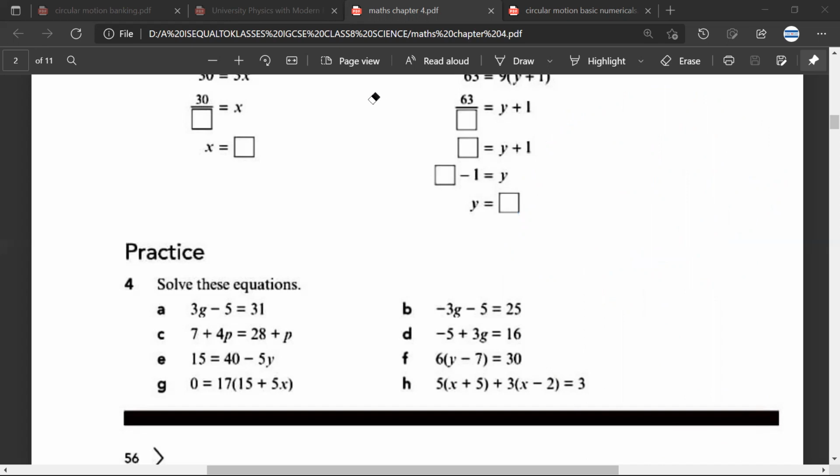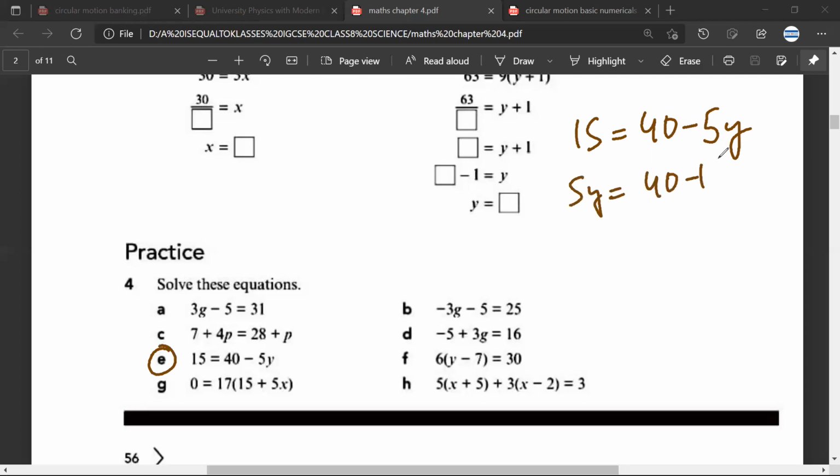Okay. Now let us tackle this question again. 15 is equal to 40 minus 5y. Mr. Satya, what should I do? So 5y is equal to 40 minus 15. Okay. So 5y is equal to 25. Okay. And y is equal to 5. So how 5y is equal to 35? I'm sorry, yeah. This would be 25. So y would be 5.